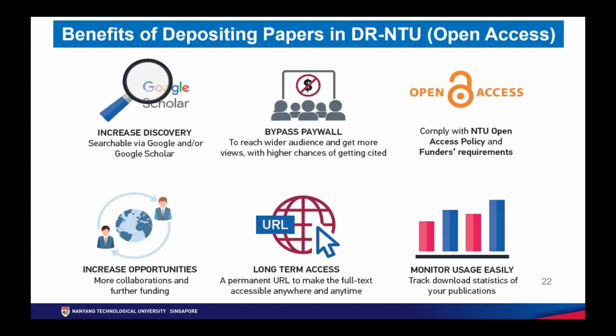Having said that, there are many benefits to depositing your papers in DRNTU, which is our institutional repository as well. The key benefit here is that all of the work that is deposited into DRNTU is indexed in Google Scholar, which increases the discoverability of your work. So all of your work that is deposited into DRNTU is searchable via Google or Google Scholar. DRNTU itself does offer some features over here, such as providing you a permanent URL so that you can access your full text anytime and anywhere, and you can also monitor the usage of your own publications quite easily.